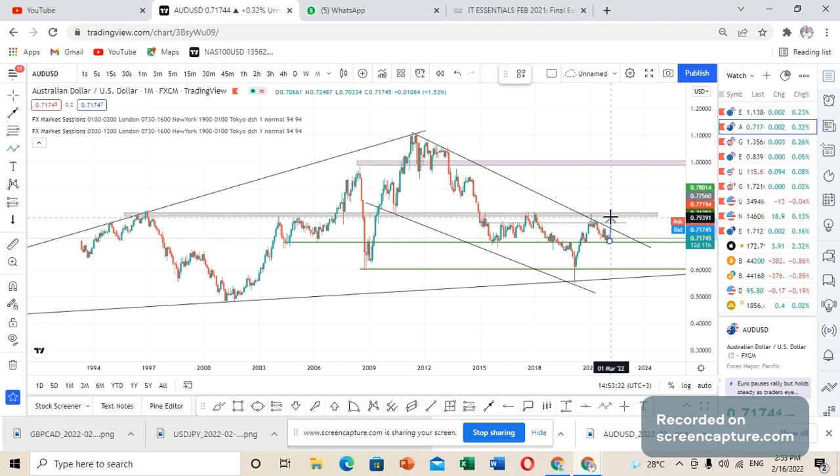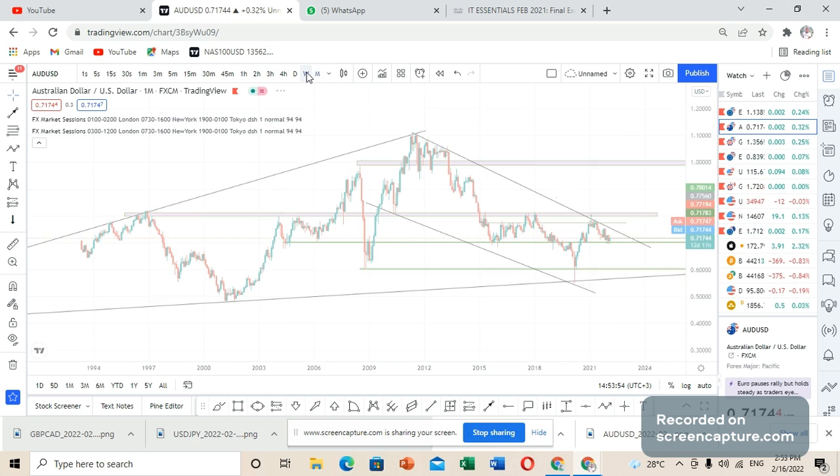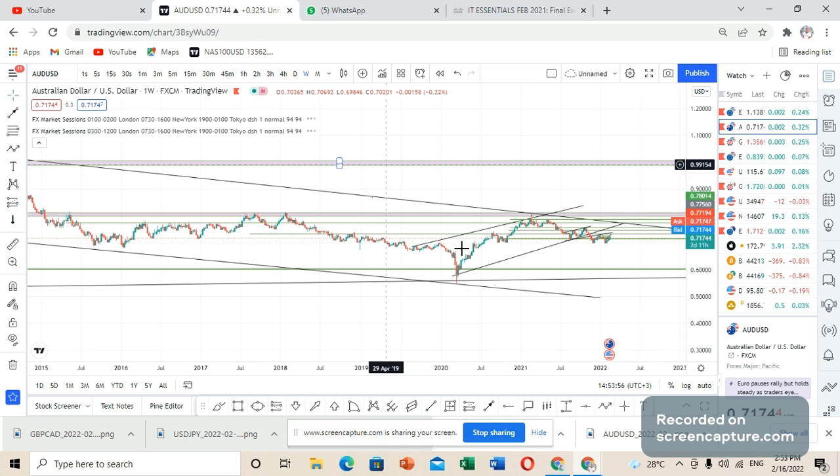So when it breaks, it may break up to this particular level, come back for a retest, it can be to these particular areas here, and also move toward the upside. So that is what I'm currently expecting the AUD to do when it comes to the monthly time frame. So coming below now, we move to a lower time frame.